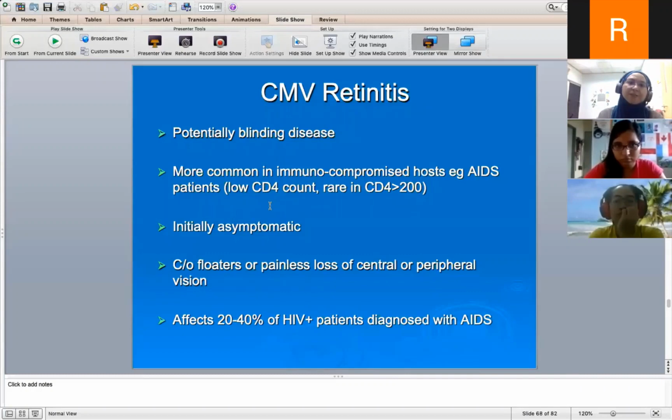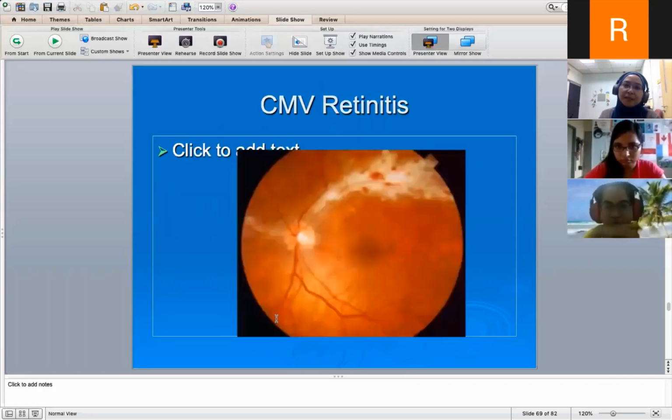Potentially it's a blinding condition. Selalunya it will occur to those with a very low CD4 count. Patients can be very asymptomatic, no complaint at all, but they have a lot of retinitis. Why don't they have any complaint? Because the fovea is not yet affected usually at the beginning. Towards the end, then only they will complain. If they have any complaint, they might complain of floaters or painless loss of central or peripheral vision. At least 20% to 40% of HIV patients might be diagnosed with CMV retinitis at some point.